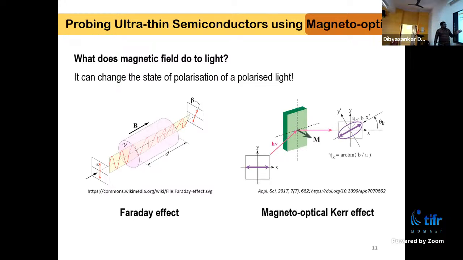And similarly, this is in transmission mode. If you do the measurement in the reflective mode, you can launch a linearly polarized light like this, and this surface is magnetized. The magnetic field direction is like this. After reflection, the state of polarization will be modified. So this effect is called the Faraday effect, and that effect is called the magneto-optical Kerr effect. So my PhD topic is this magneto-optical Kerr effect on different materials.